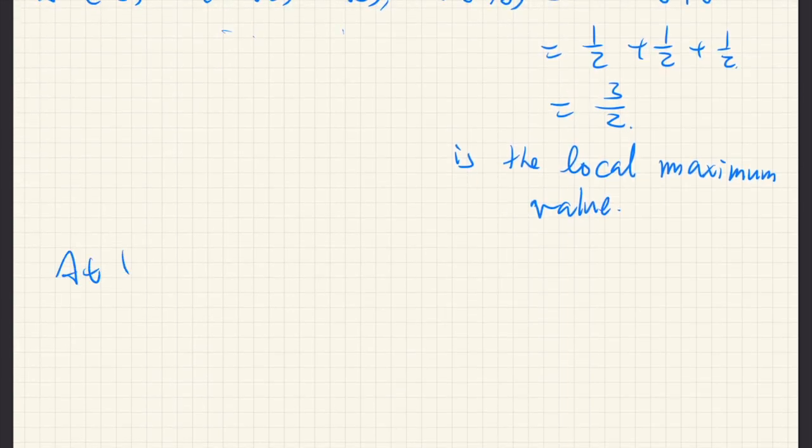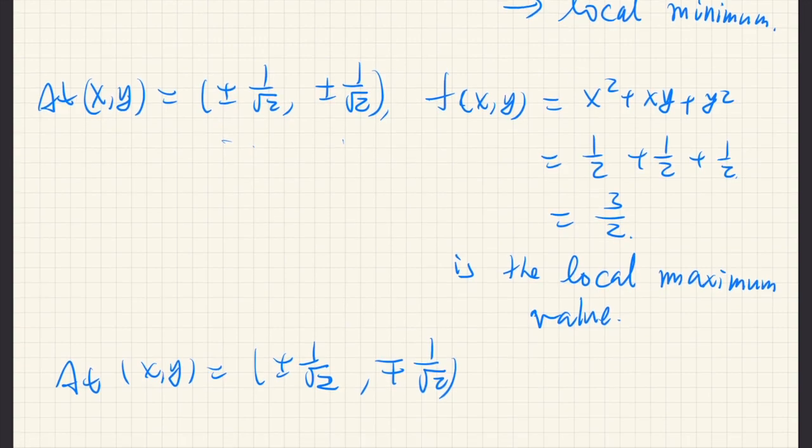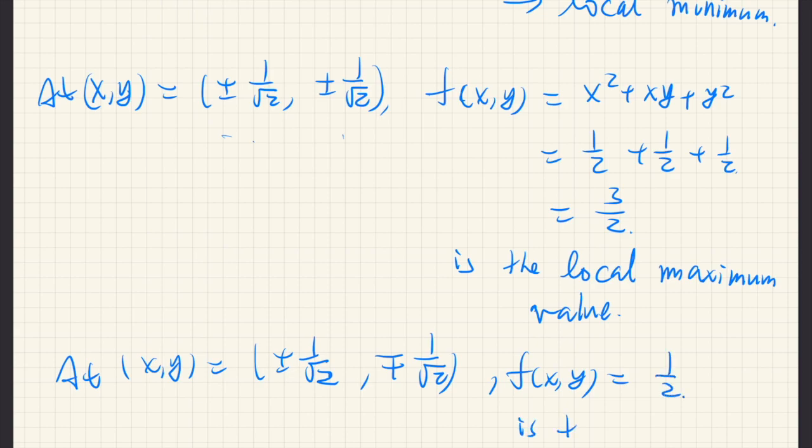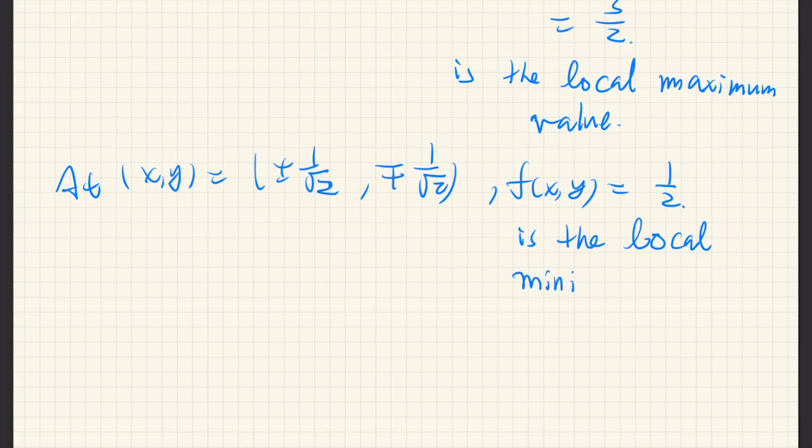And at x, y equals plus minus 1 over square root of 2 and minus plus 1 over square root of 2, if you do the same calculation, that's 1 over 2, negative 1 over 2 and 1 over 2. So f of x, y is 1 over 2, which is the local minimum value. And we are done.